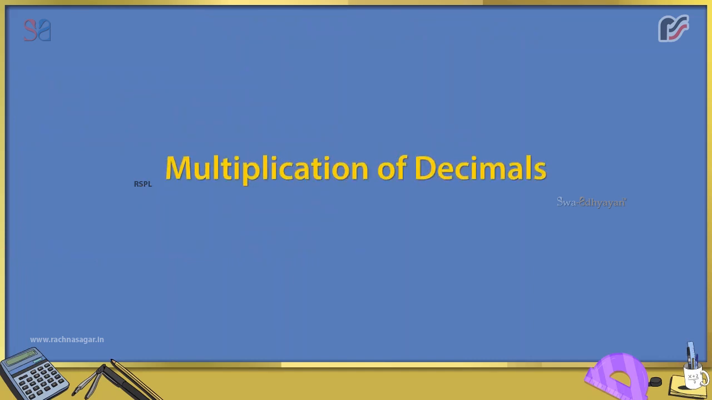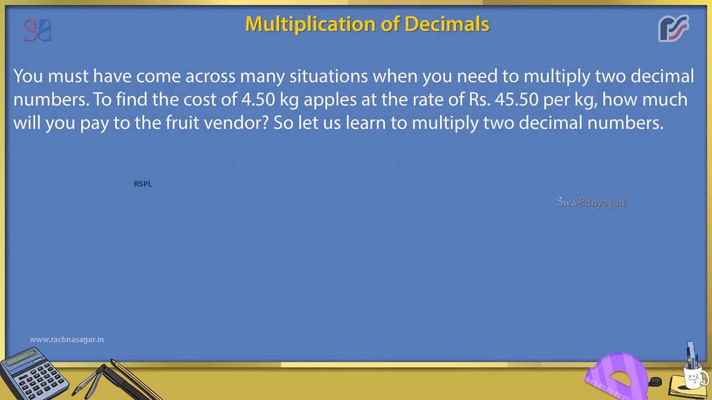Multiplication of decimals. You must have come across many situations when you need to multiply two decimal numbers. To find the cost of 4.50 kg apples at the rate of Rs 45.50 per kg, how much will you pay to the fruit vendor? So, let us learn to multiply two decimal numbers.